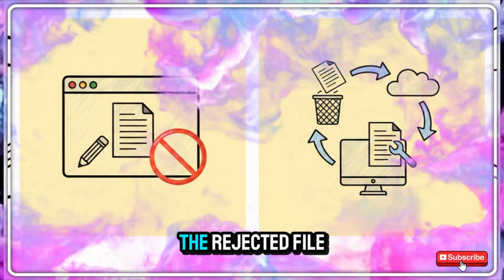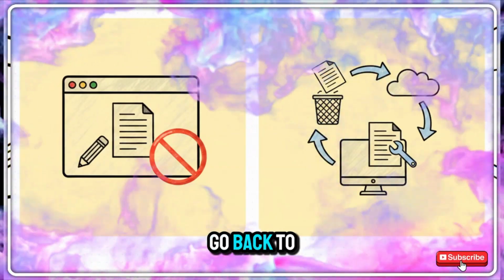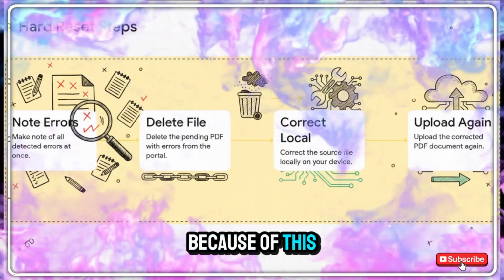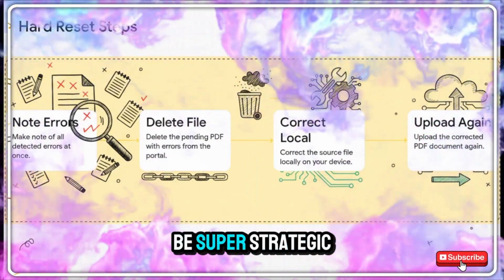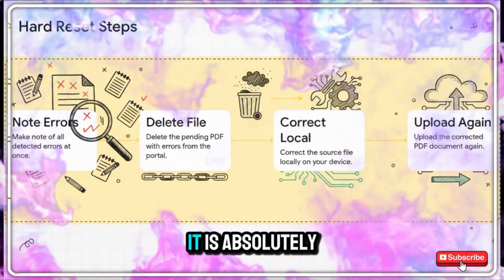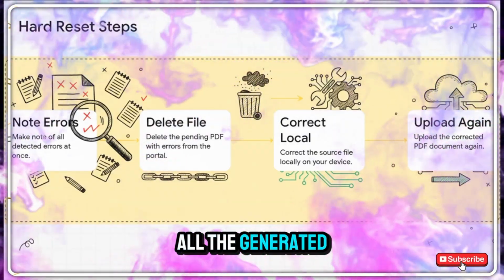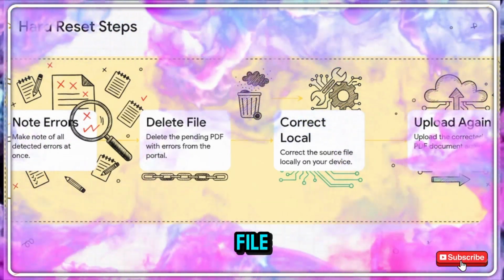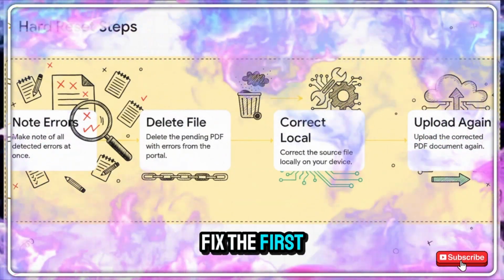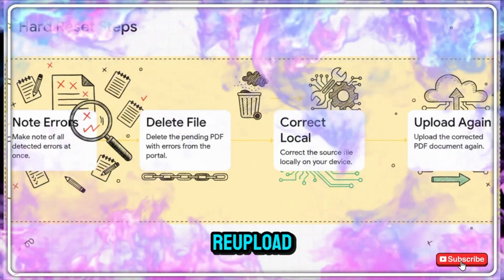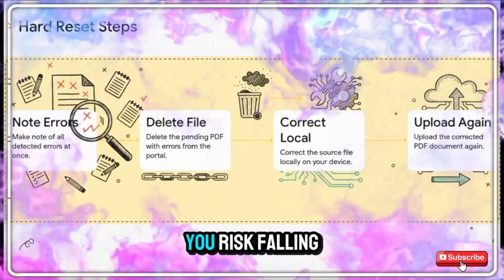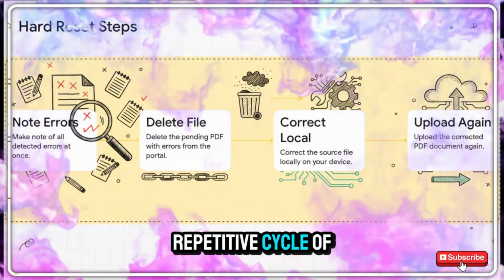You literally have to delete the rejected file entirely from the portal, go back to your local hard drive, fix the source file, and initiate a completely fresh upload. Because of this hard reset rule, you have to be super strategic. You need to follow these 4 steps, and step 1 is the real lifesaver. It is absolutely vital that you document all the generated error alerts at once before you delete the file. The system's diagnostic scan will list every single structural flaw it found. If you just fix the first error on the list, delete the file, fix it, and re-upload, the system is just going to reject it again for the second error. If you don't document everything right off the bat, you risk falling into this agonizingly repetitive cycle of single-fix uploads and endless rejections.